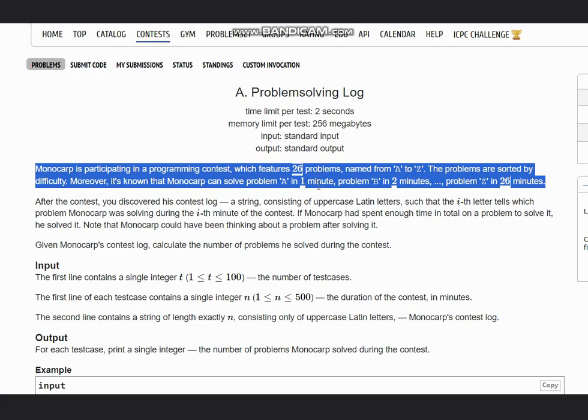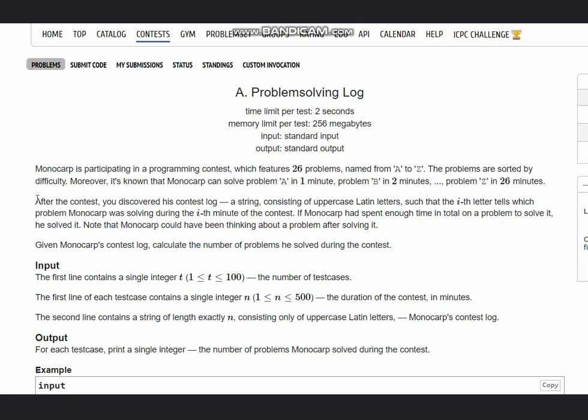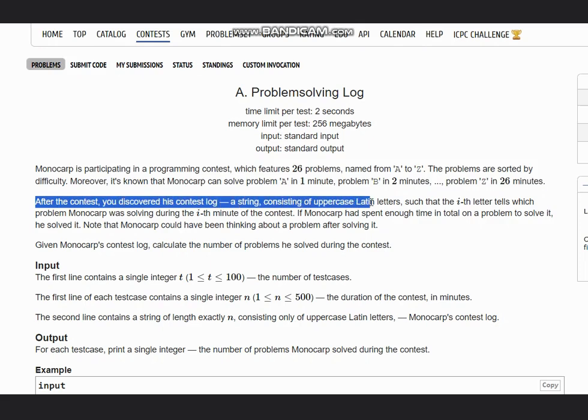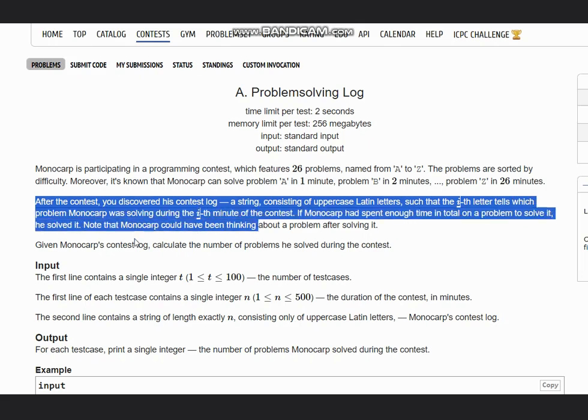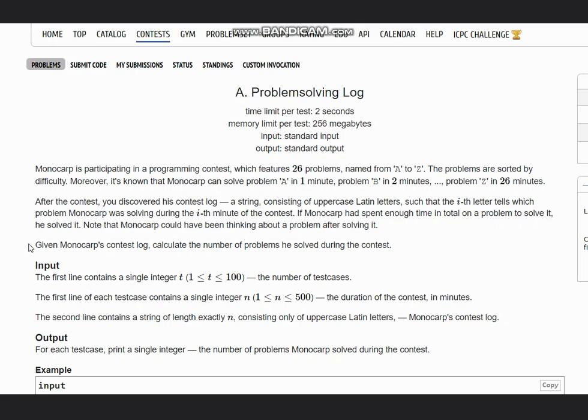26 minutes, like this. So after the contest, you discovered his contest log, a string consisting of uppercase Latin letters, such that the ith letter tells which problem Monocarp was solving during the ith minute of the contest. If Monocarp had spent enough time in total on a problem to solve it, he solved it. Note that Monocarp could have been thinking about a problem after solving it. Given Monocarp's contest log, calculate the number of problems he solved during the contest.